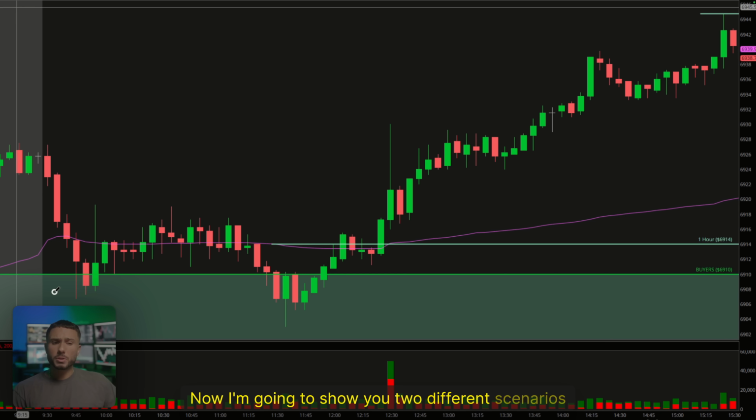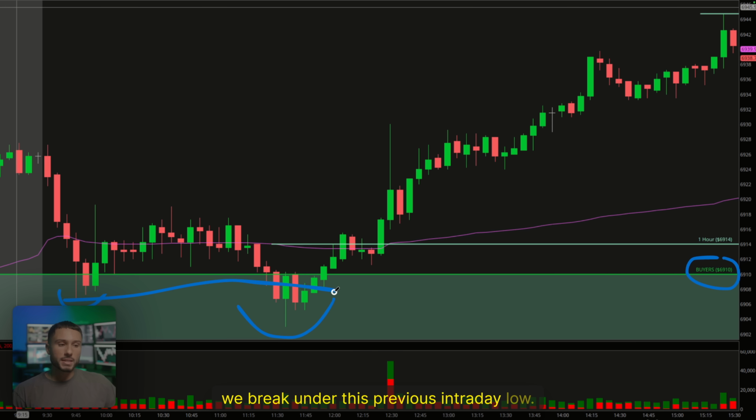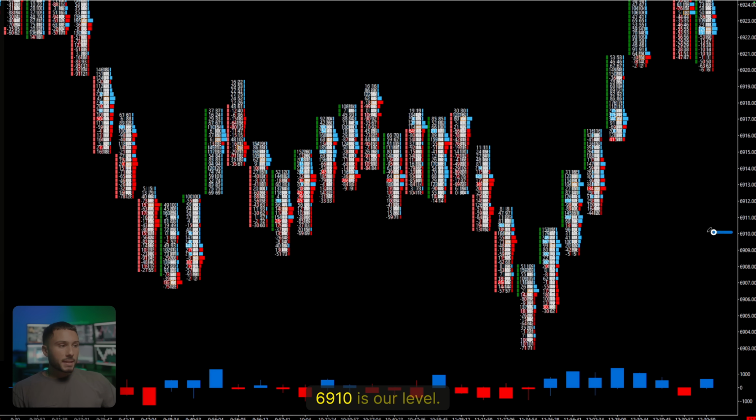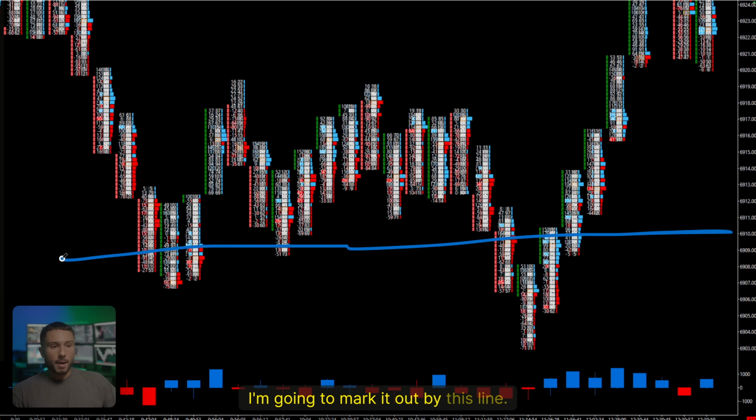Now I'm going to show you two different scenarios here. The first one is where the market bounces on the first test of 69.10. And I'll show you a second test when the market breaks under this low, right? We break under this previous intraday low. And I'm going to show you how to use delta to our advantage. 69.10 is our level. I'm going to mark it out with this line.